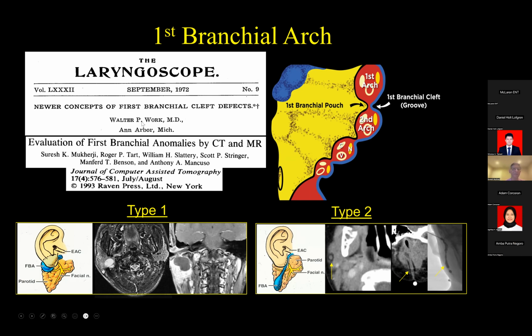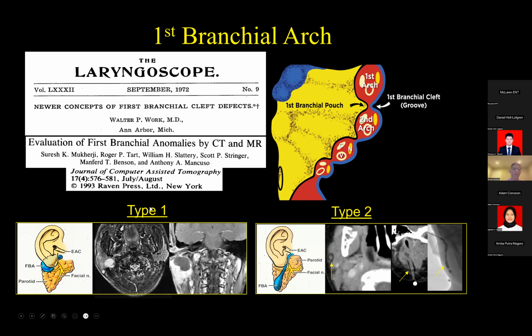So when you look at the first branchial anomalies, these were actually described by the Work classification. And ironically, this is where I spent 12 to 13 years of my life in Ann Arbor. So I was actually in the Work conference room at U of M. So it's funny how life makes full circles. But the first branchial anomalies are divided into a type 1 and a type 2.